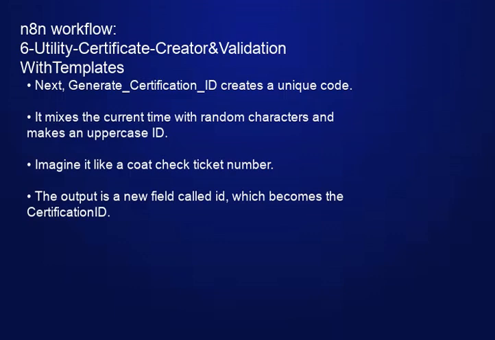Next, Generate Certification ID creates a unique code. It mixes the current time with random characters and makes an uppercase ID. Imagine it like a coat check ticket number. The output is a new field called ID, which becomes the certification ID.